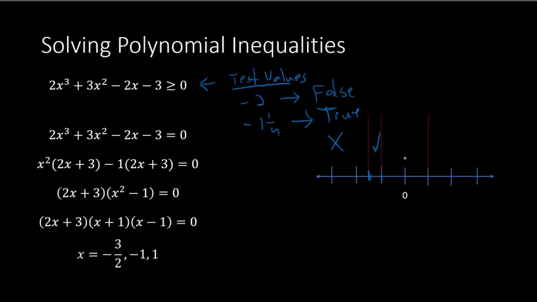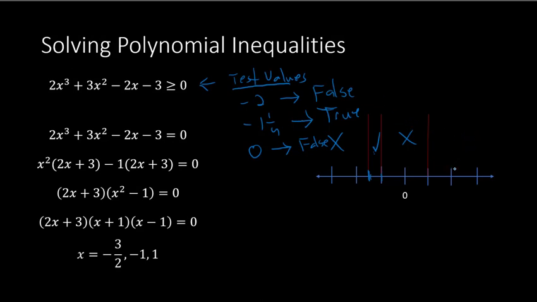And then you can plug in a test value in this third interval. It'd be easiest if you plug a 0 in. So if you plug a 0 in for x from this interval, you get 0 plus 0 minus 3. So you have -3 is greater than or equal to 0. That is false. So it's not going to work for that interval right here.